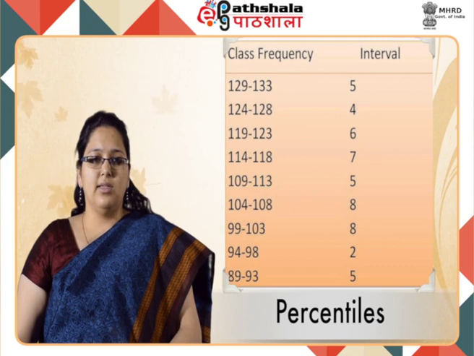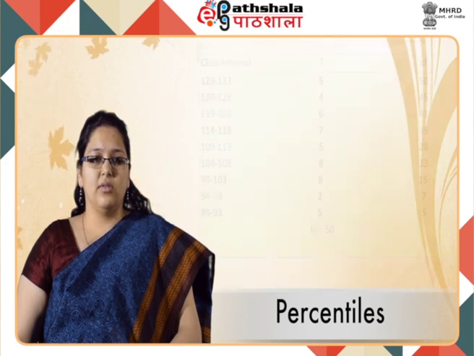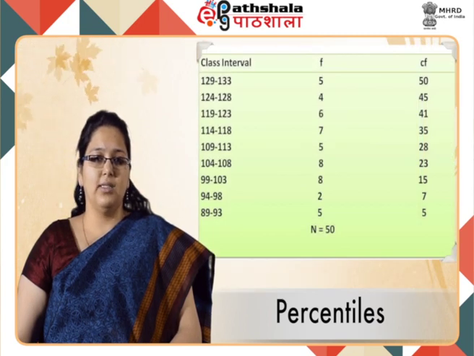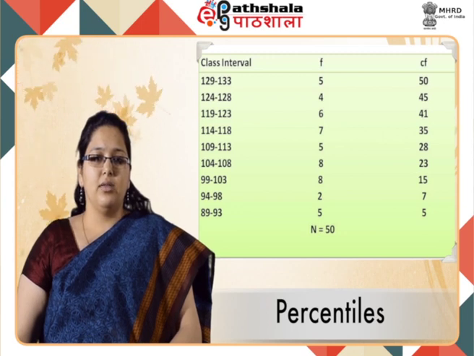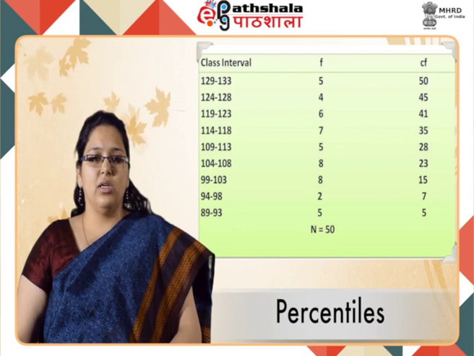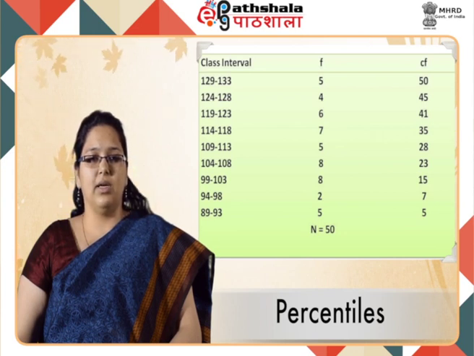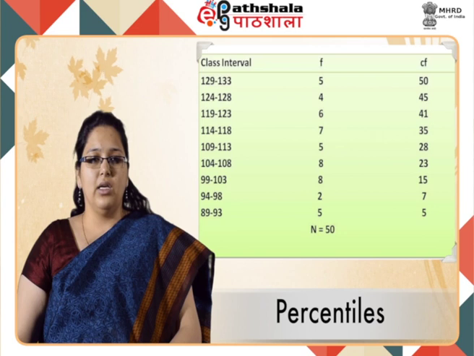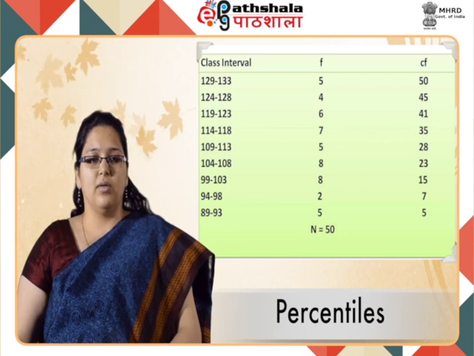L is the exact lower limit of the class interval upon which Pp lies. Pn is the part of N to be counted off in order to reach Pp. N is the total number of observations. Cf is the cumulative frequency immediately below L. F is the frequency of the class interval whose percentile is being calculated. i is the width of the class interval.